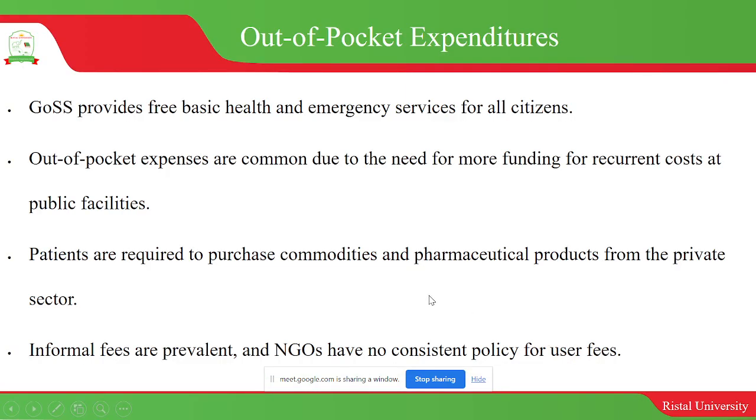So it is very common that payments have to be made in our health facilities, whether it is state hospitals, whether it is at primary healthcare centers or primary healthcare units.